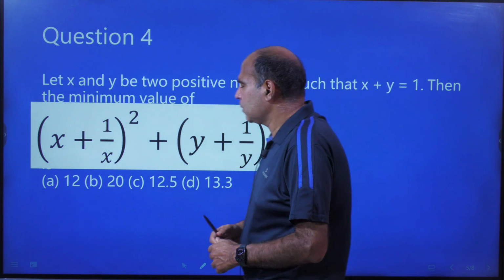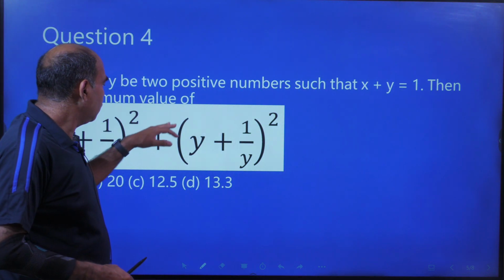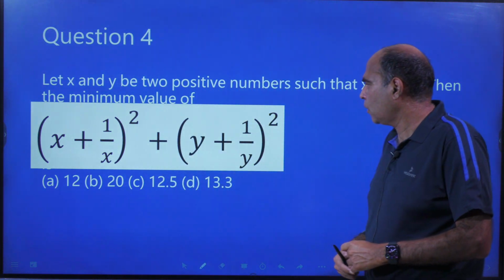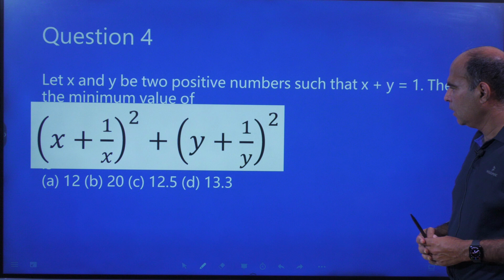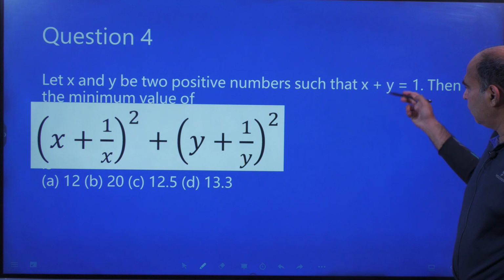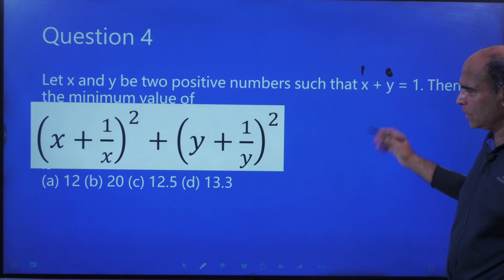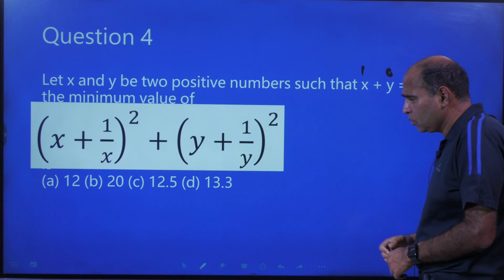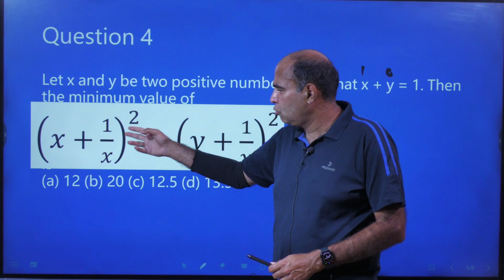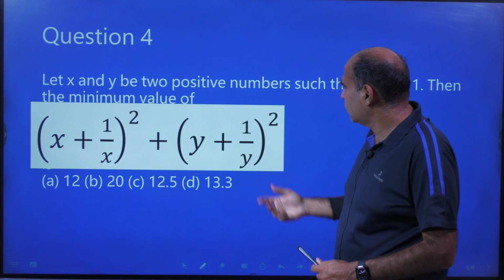Let x, y be positive numbers such that x plus y equals 1. Then the minimum value of this expression, (x plus 1 by x) whole square plus (y plus 1 by y) whole square. So what happens is you can start thinking about, let's say if I take the value of x as 1. The only constraint for x and y is that x plus y is 1. So x is 1 will make this 1 plus 1 by 1, so 2 square, that's 4, and this is 0 plus 1 by 0, which is not defined.